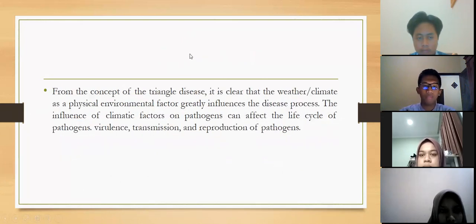From the concept of the disease triangle, it is clear that weather or climate, as a physical and environmental factor, greatly influences the disease process. The influence of climatic factors on pathogens can affect the life cycle of the pathogen, virulence, transmission, and reproduction of the pathogen.